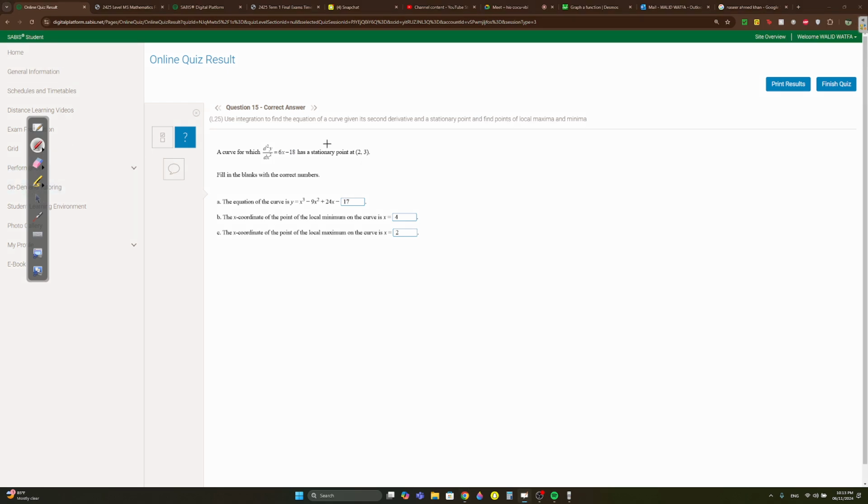Okay, for question 15, a curve for which they give you the second derivative 6x minus 18 has a stationary point at x equals 2. Stationary point means y prime is equal to 0 at this point. Many people got confused when it was in the CA quiz. I even made the mistake while recording it: I substituted 2 comma 3. But no, for y prime, I'm supposed to substitute 2 comma 0 because it's a stationary point. But in the original equation of y, you use 2 comma 3, because at the stationary point the derivative equals 0.